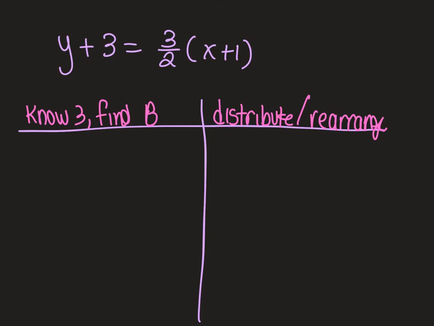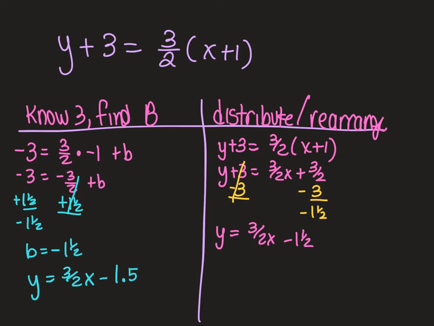All right, here's another example. You can work it out either strategy. I'm going to work it out both strategies so you can see them. And this one, not necessarily going to be pretty. Not going to be whole numbers, but that's okay. We'll figure it out. Push pause, work it out, hit play, and see if you're right. All right, your final answer is y equals 3 over 2x minus 1.5.